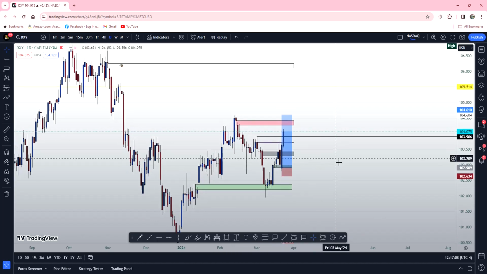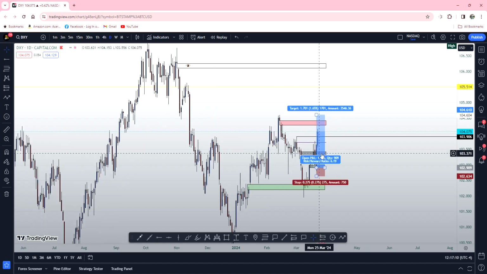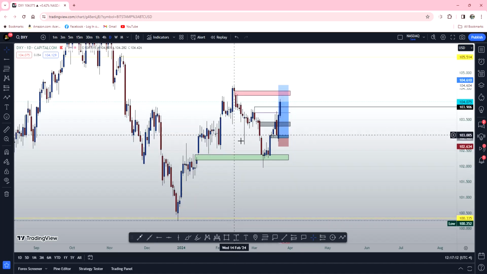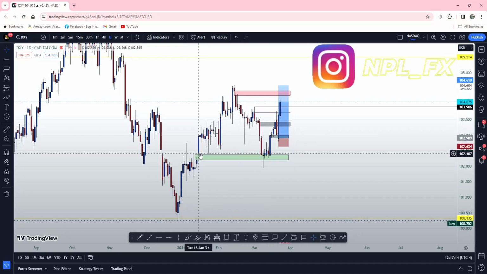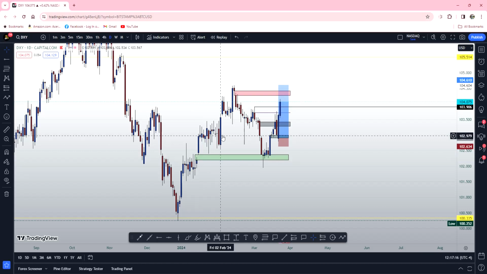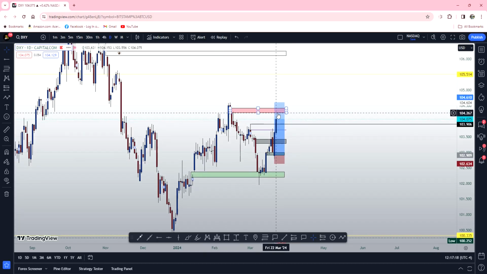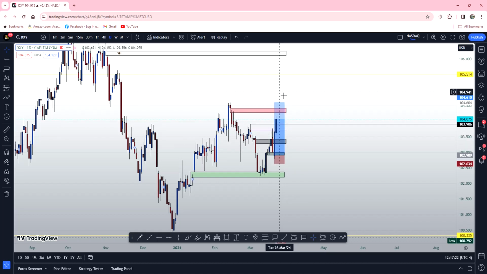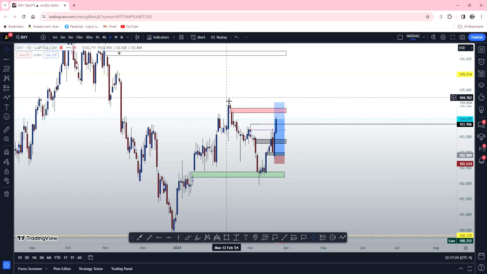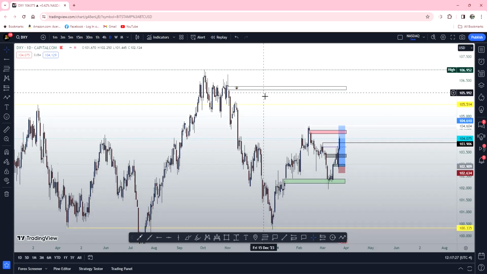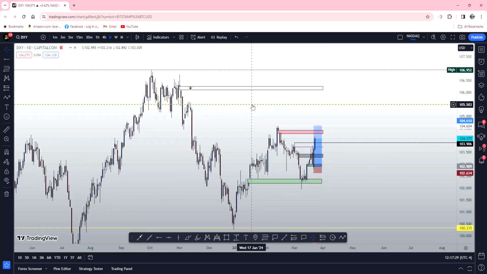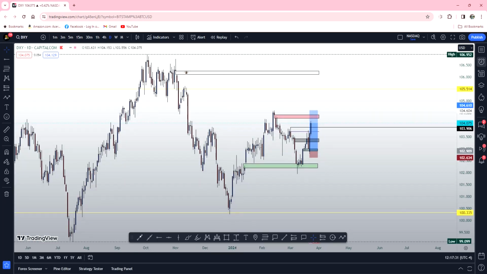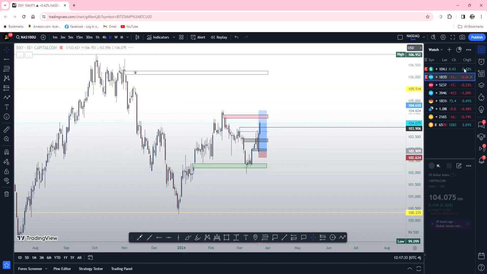So I'm currently sure bullish on the dollar. I have been bullish ever since we retested this volume imbalance. So we can see some retracement back here, and then price continues to take out this old highs. Yeah, that's my take on DXY. So let's go to Nasdaq.